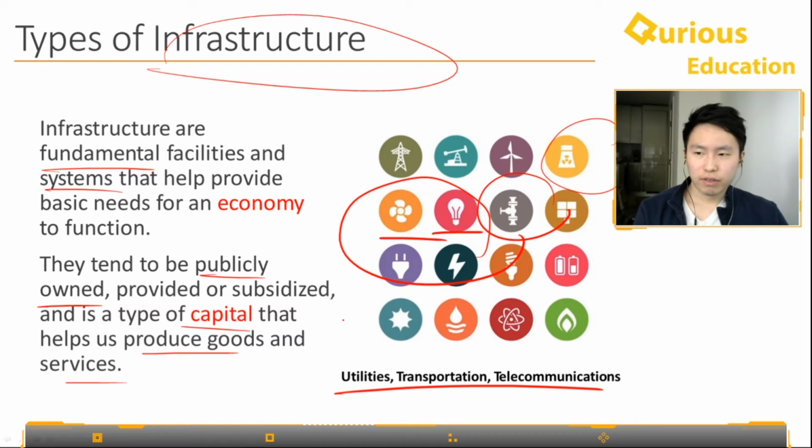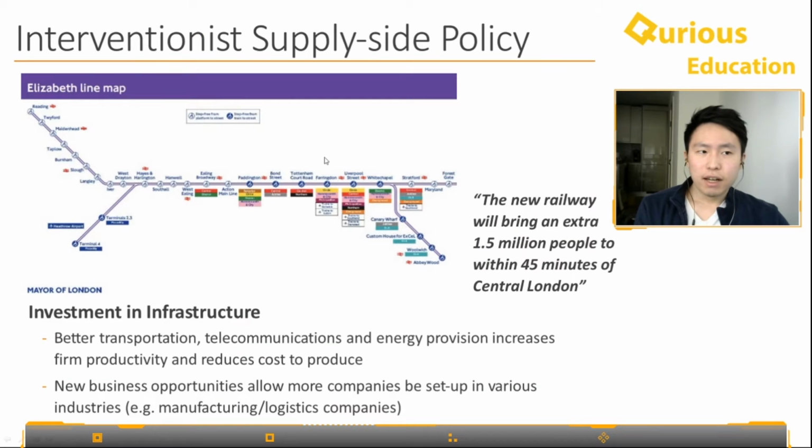Without these types of infrastructure, say if you're in less developed countries or in a very remote place like Easter Island or Christmas Island, that would be quite problematic, because it would be hard for businesses to come into the country to produce goods and services, and of course that would be quite bad for our economic growth. So investing in infrastructure is important and is a type of interventionist supply side policy.